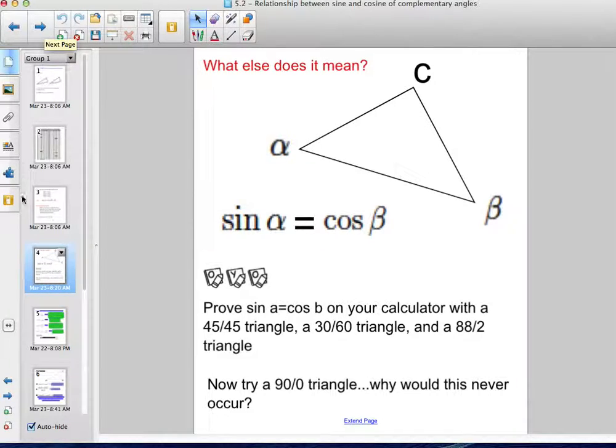All right, so hopefully you restarted now. The 45, 45 we actually did in the table, but if you found sine of 45, you'd find it was about 0.7071, as was the cosine of 45. Sine of 30 should have gotten you 0.5, as was the cosine of 60 at 0.5. Sine of 88, you should have had 0.9993, and the cosine of 2, believe it or not, is 0.9993. And now when you do 90 and 0, the sine of 90 is 1. And the cosine of 0 is also 1. So that does still work, but you wouldn't see this in a triangle because you're not going to have a degree measure of 0 in a triangle, or else it's not going to be a triangle. There's no angle there if it's an angle of 0. So that's why that would never occur.